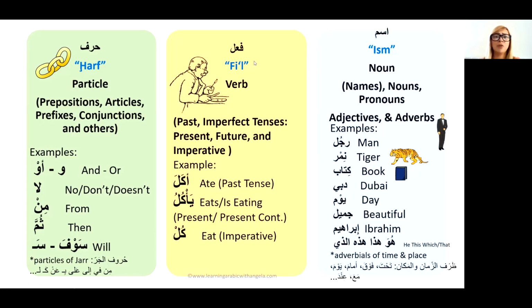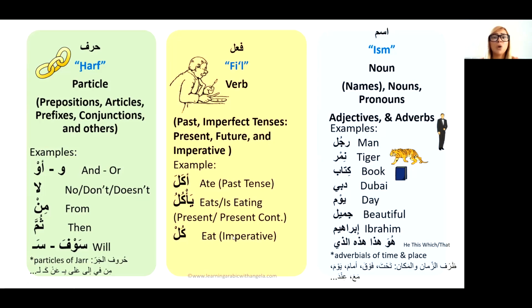فعل, that should be straightforward and easy. A verb, generally speaking in Arabic, we have the past, present, and future. For example, أكل, in the past tense, he ate. يأكل, that means هو يأكل. That means he eats or is eating, because we don't have a continuous tense in Arabic. We use one form to refer to either. كل, eat, that's in the imperative.